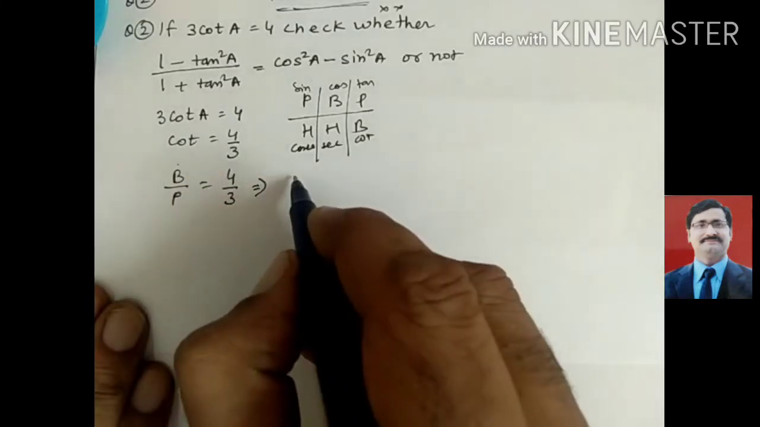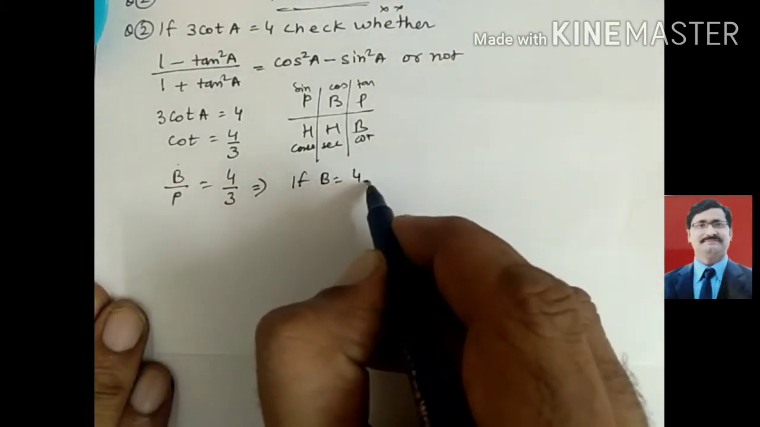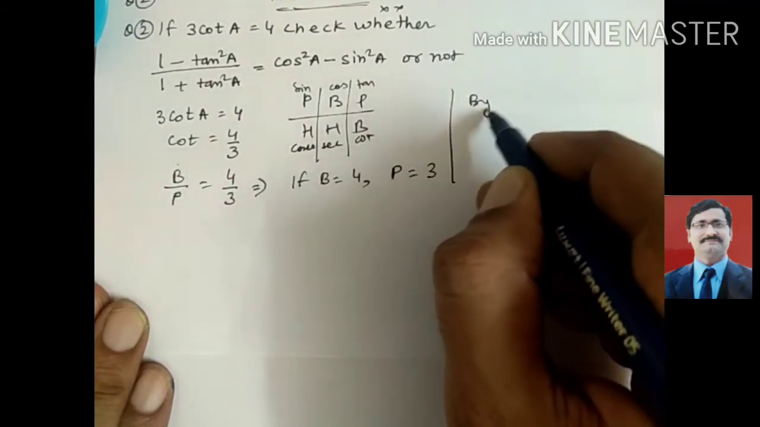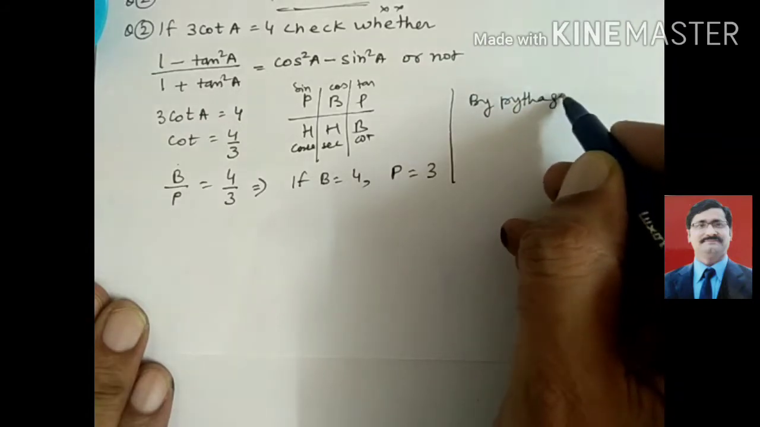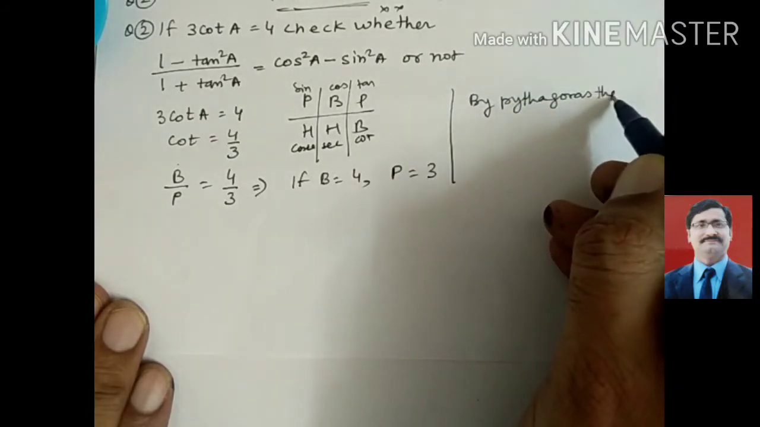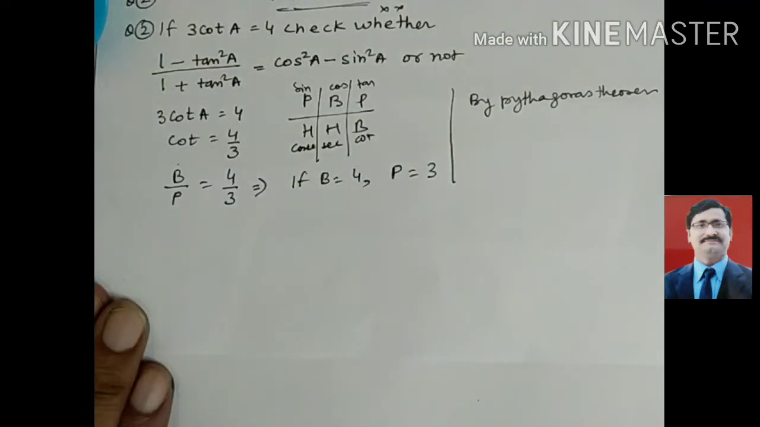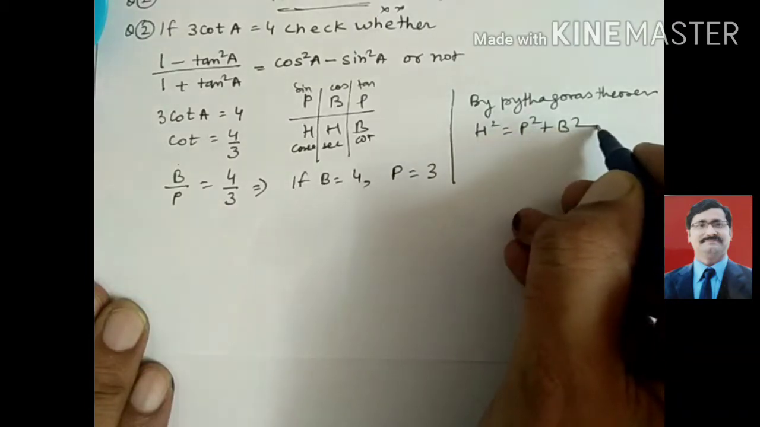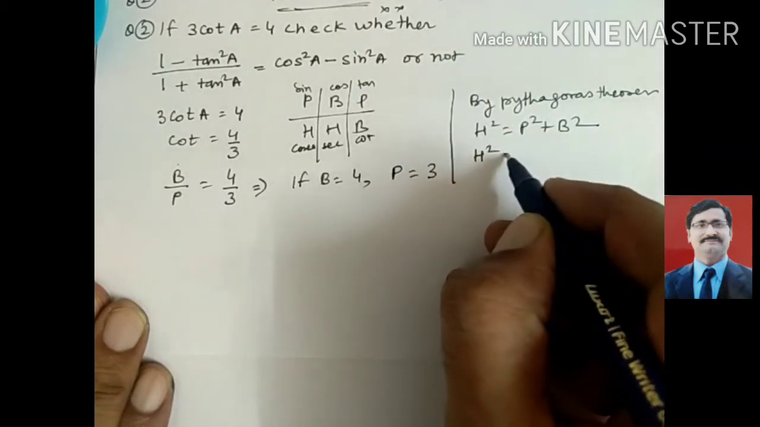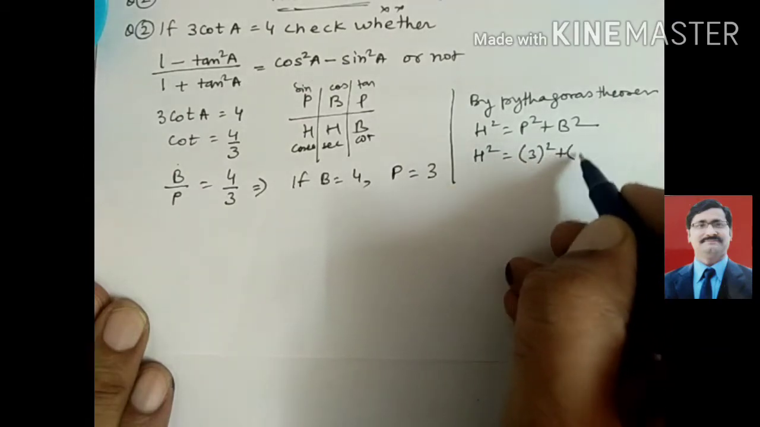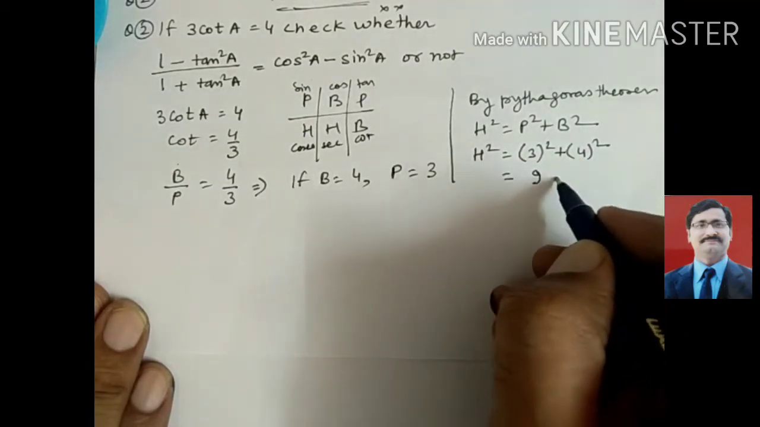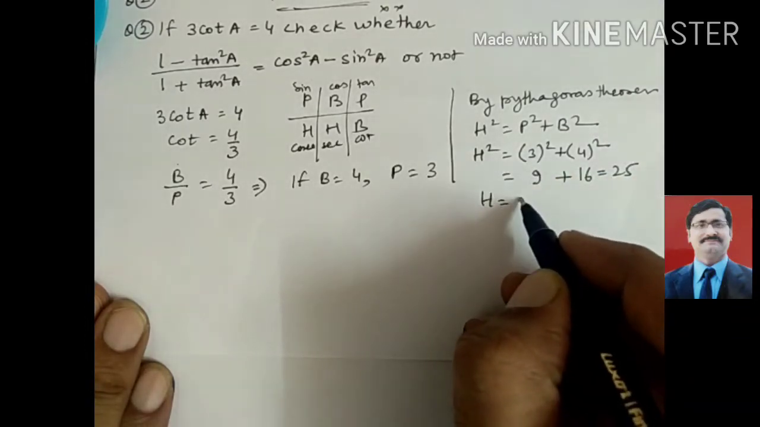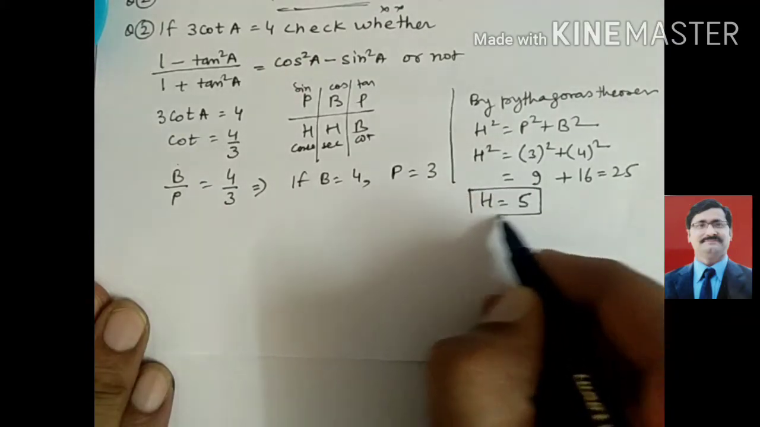Looking at this, you can write that if base equals 4 then perpendicular equals 3. Here you will use the Pythagoras theorem. By Pythagoras theorem, we can write hypotenuse square equals perpendicular square plus base square, and we have to find the hypotenuse. Perpendicular is 3 and base is 4. 3 square is 9 and 4 square is 16, so we get 25. So the hypotenuse is 5. Hypotenuse is 5. Do all of you understand this?